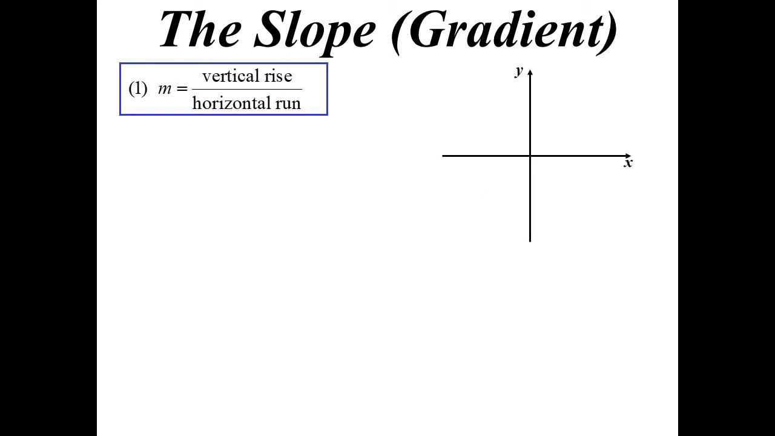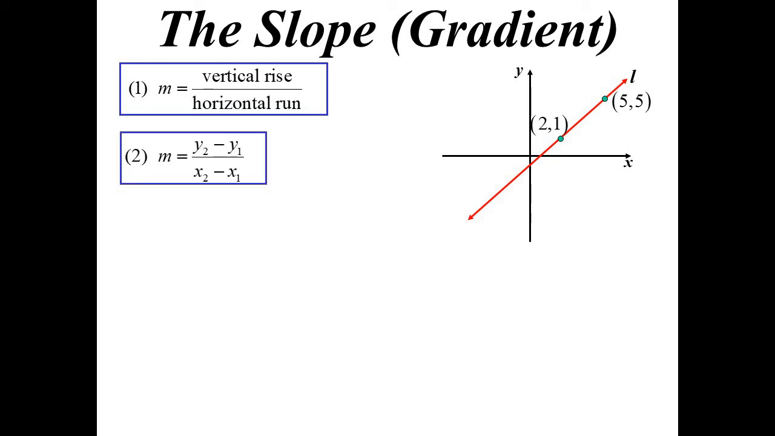So there's my red line, which I'll call L. There's a point (5, 5) and a point (2, 1). Well, that's when we came up with a formula, because we said, well look, the vertical rise is the difference in the y values, and the horizontal run is the difference in the x values. So then we can substitute straight into that, and the slope of my line, which I've labelled L, is 4/3.